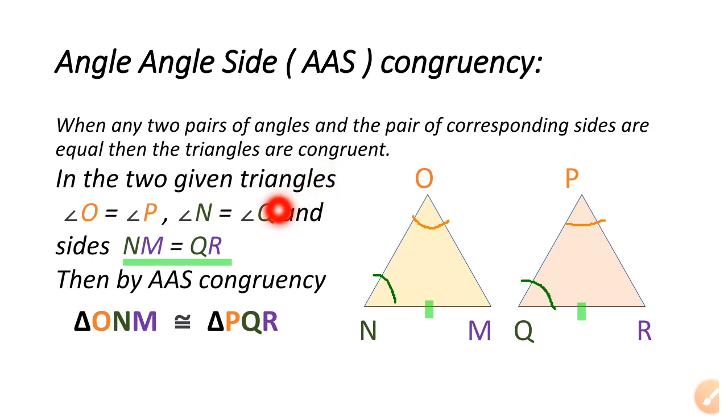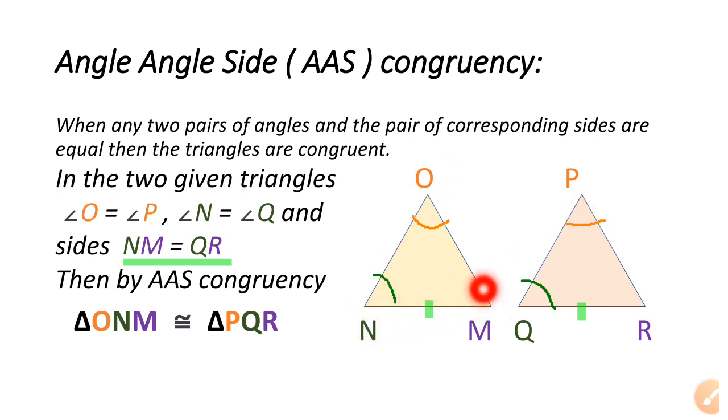Here in the given figure, see, this angle O is equal to angle P. By color you can easily understand. So that means O and P become the corresponding points to one another. In the same way, N is equal to Q. So whenever we take N, we will take Q. So if it is ON, then it is PQ.